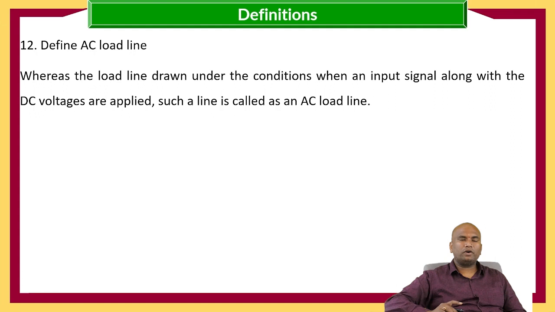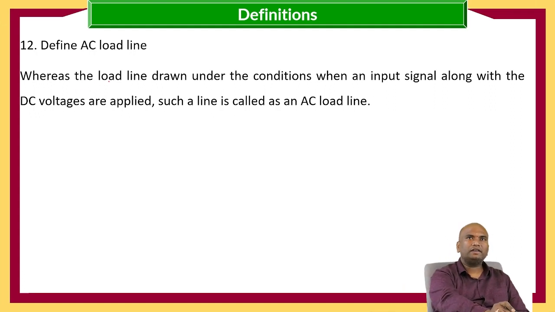Define AC load line. The load line drawn under the conditions when an input signal along with the DC voltage are applied. Such a line is called AC load line.